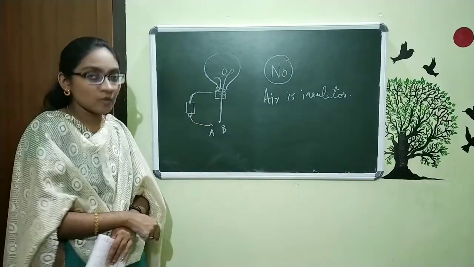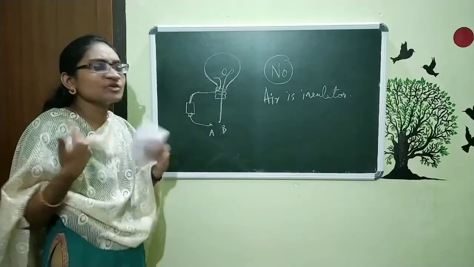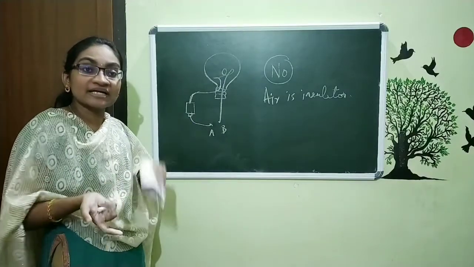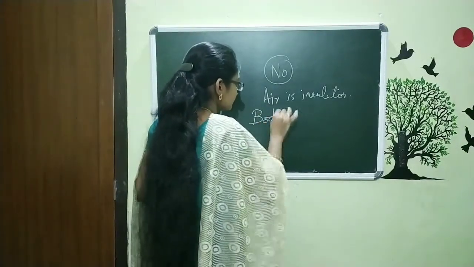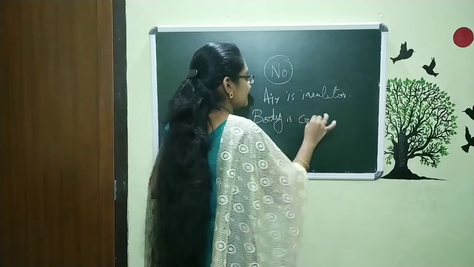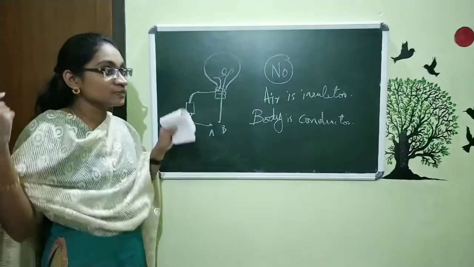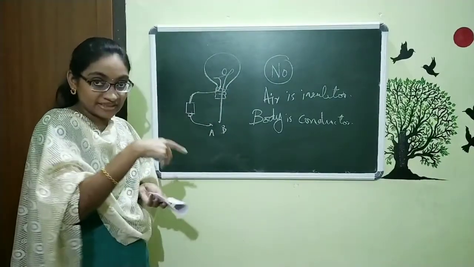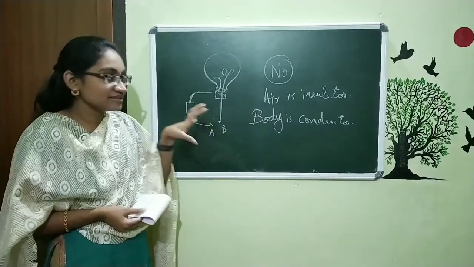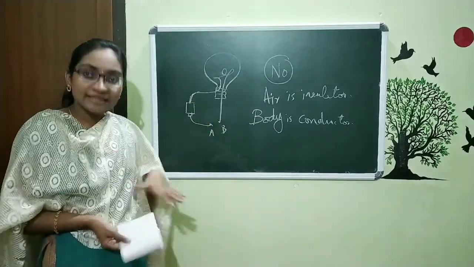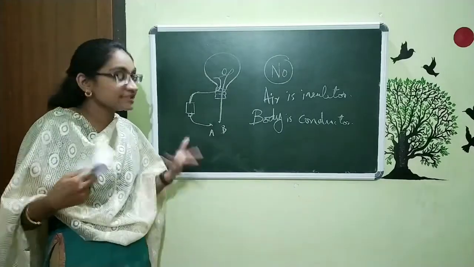Now if I touch this, what happens to this bulb? Does the bulb glow? Yes. So what about our human body? Is it an insulator or a conductor? Our human body is a conductor. That's why we say don't put hands in the bulb socket, don't interact with electricity. When we touch such circuits, what happens? We will get an electric shock. The reason is that our body is a conductor. That's why we get an electric shock.